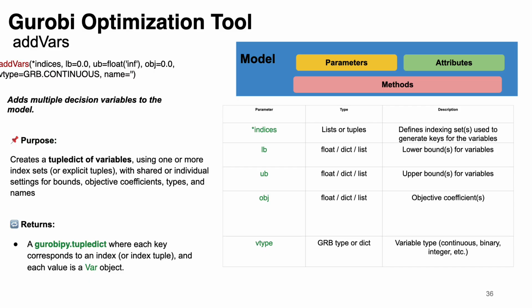To finish our look at the addVars method, let's focus on its return type and purpose. When you call this method, it doesn't just return a standard Python list. It returns a gurobi.tupledict. This is a specialized dictionary where each key corresponds to the index you provided, and each value is the corresponding Var object. The true purpose of this method is to create this tupledict efficiently using shared or individual settings for the bounds, types, and names across hundreds or thousands of variables at once. It is the workhorse of any large-scale TwinODIS model.